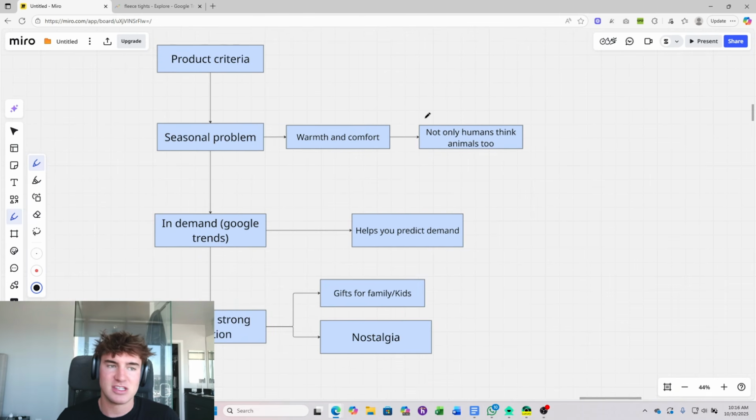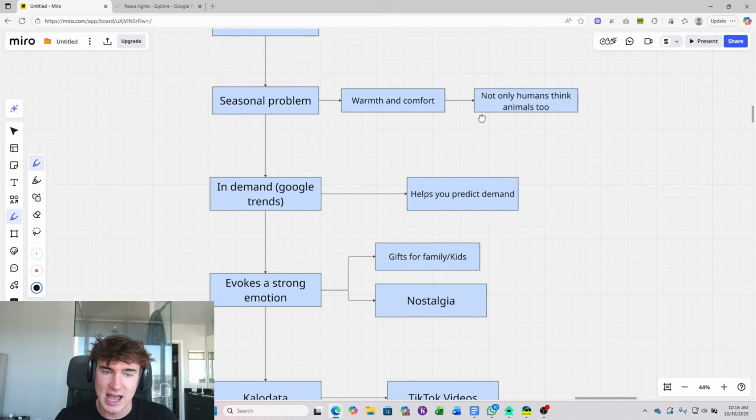So obviously you got fleece tights, fleece leggings, you got oversized hoodies, you got blanket hoodies, you got all that stuff. But what about the animals? You guys also have to think about the animals too. They're animal products that do have warmth and comfort aspects to them.